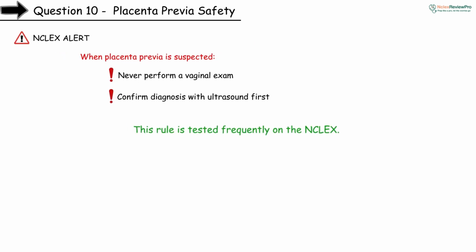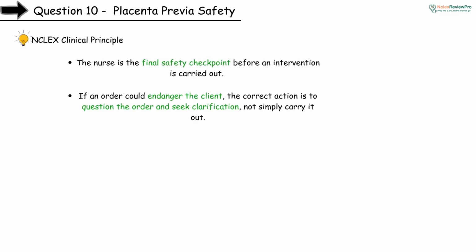Here's your NCLEX alert. This is a very high-yield safety rule. If placenta previa is suspected, never perform a vaginal or pelvic exam until it is ruled out by ultrasound. On the exam, anytime you see 3rd trimester bleeding plus a vaginal exam, that should immediately trigger a red flag. And here's another key exam tip. The nurse is the final safety checkpoint. If an order is unsafe, you do not carry it out, you question it.